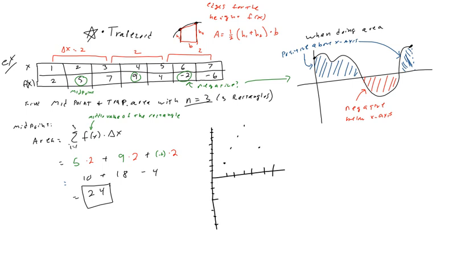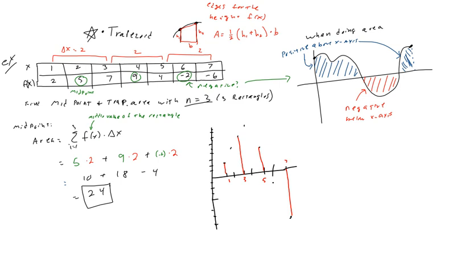6 is -2, 7 is -6. So we're finding the areas of this rectangle here. That's one rectangle from 1 to 3. 3 to 5 is another rectangle, and 5 to 7 is another rectangle.